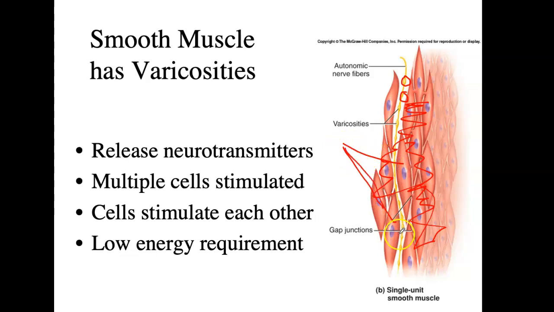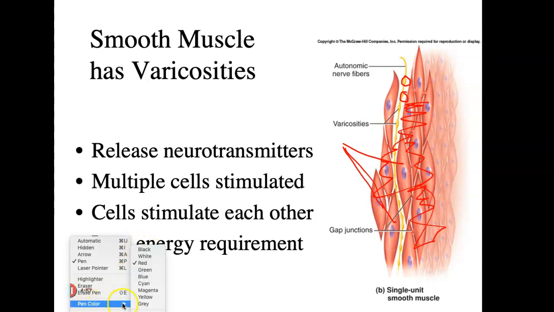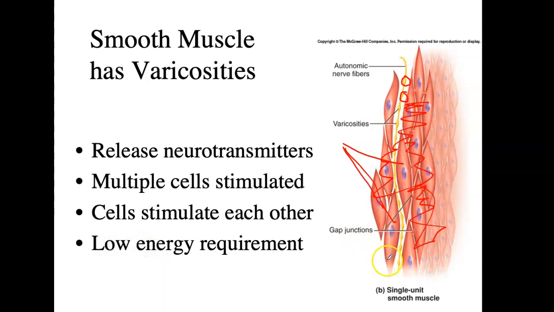It's not like that. Instead, we have a neuron that will sit in that space between the cells. I'm going to do it in black now and go in between here and release neurotransmitter, and all those cells would contract. They have a low energy requirement also. It doesn't need a whole lot of energy to slowly contract and move food through your bowels. So quite different.